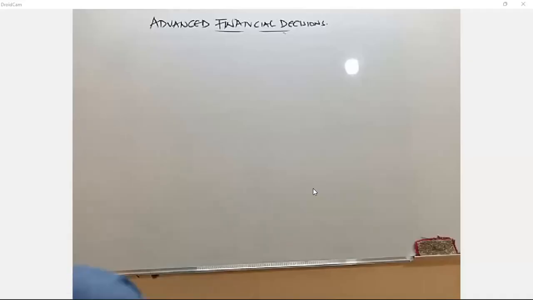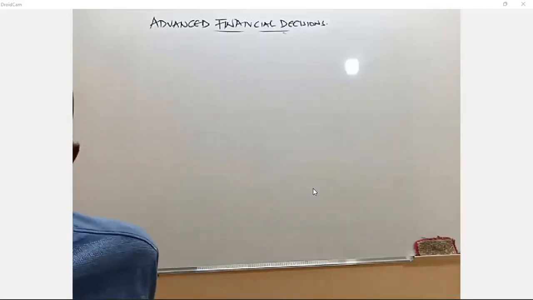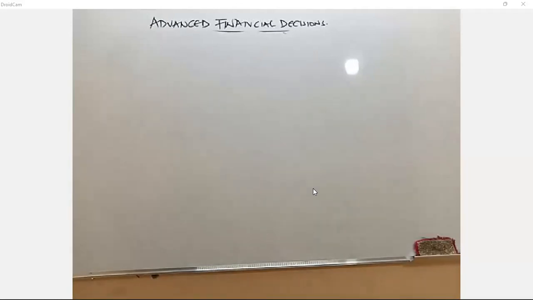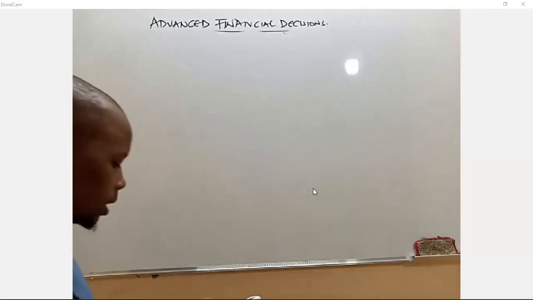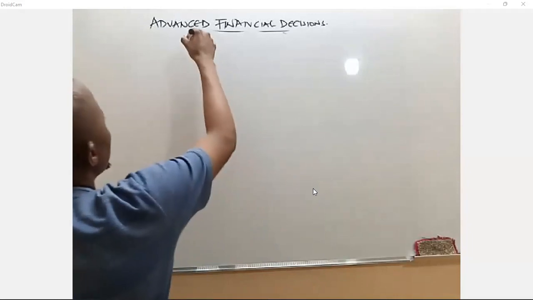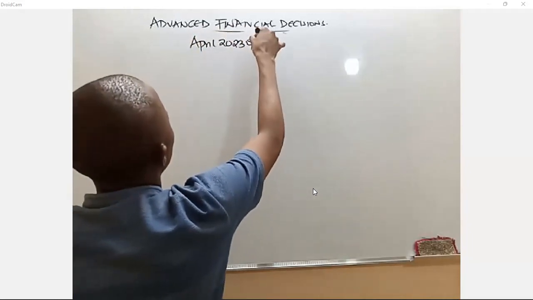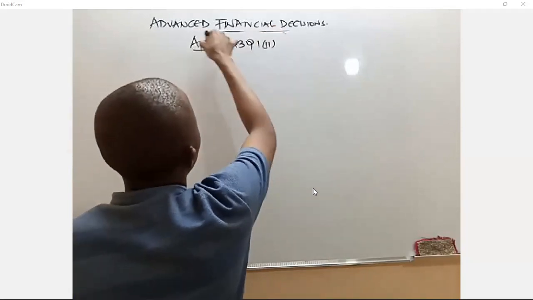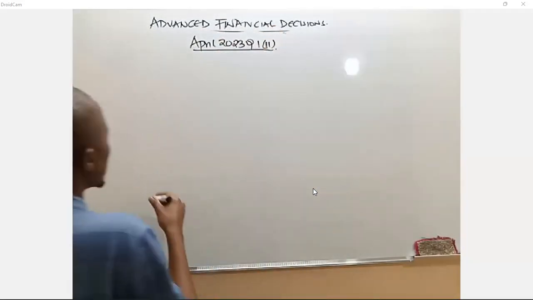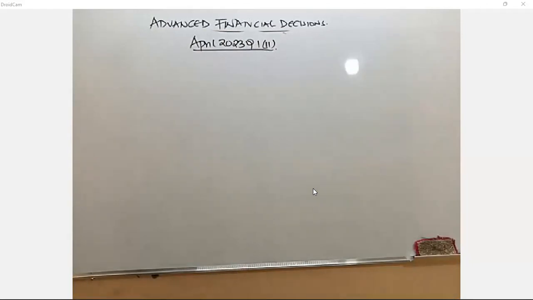This is what we're supposed to be doing, correct? This is my mark right now. Okay. Now, in that case, you're doing April 2023, question number one, part two. Correct. Now, in this case, it means the analysis should be looking like this.